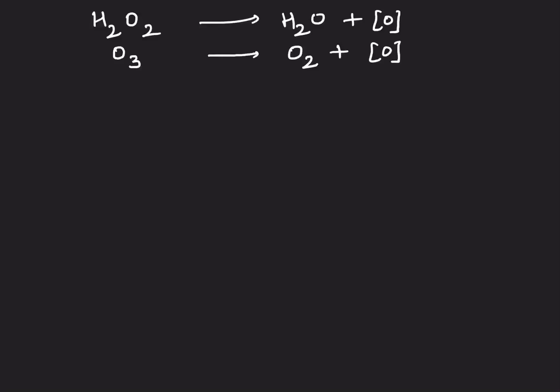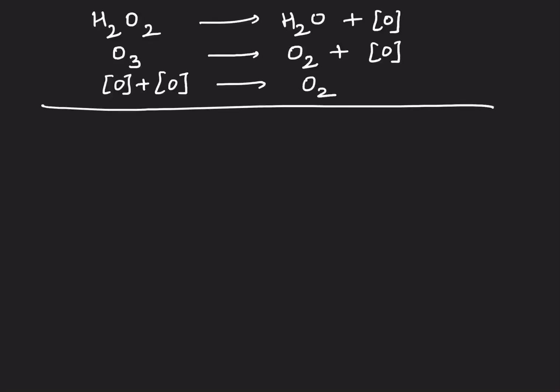Now add up the two reactions. What do we get? We haven't made use of the nascent oxygen. They haven't struck a friendship at all. So one more reaction to go. Nascent oxygen plus nascent oxygen gives you O2. Now add up the two equations. Good? Good to go to the next equations.